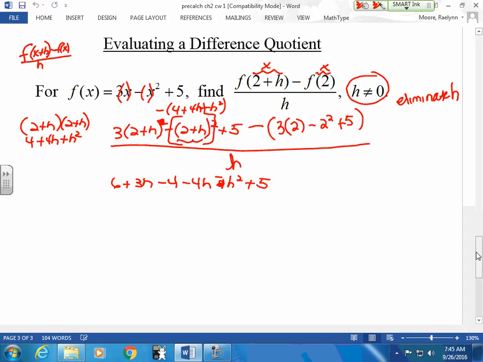Okay, so now, continue writing. And be careful of this. This you can actually put together. You can throw that in your calculator. 6 minus 4 plus 5 gives us a 7. So minus 7.